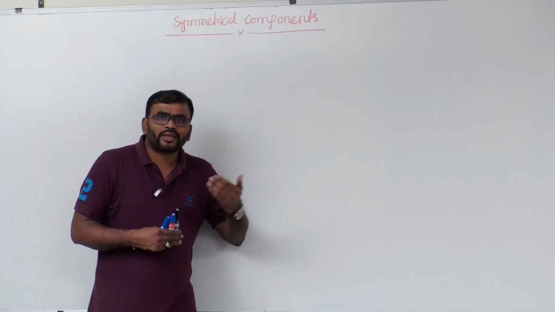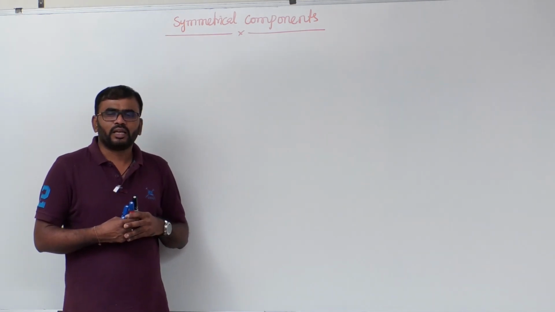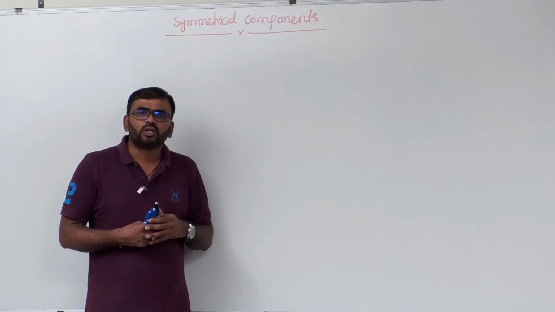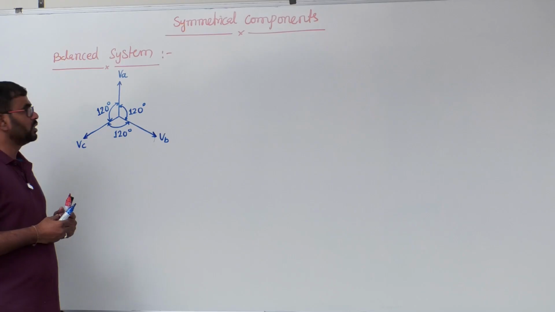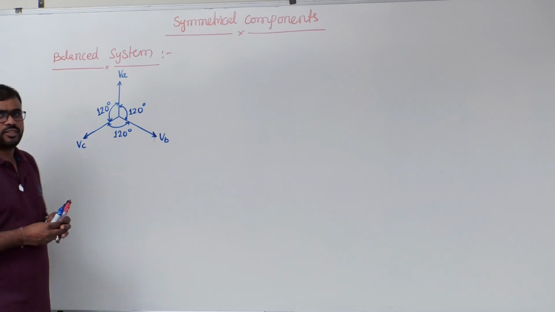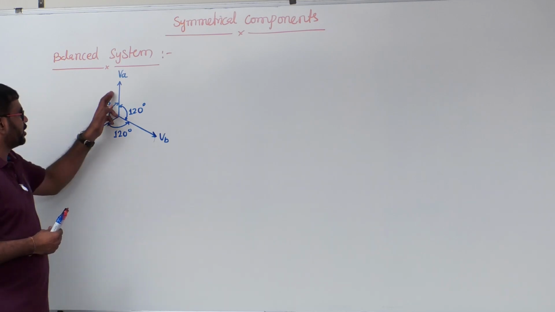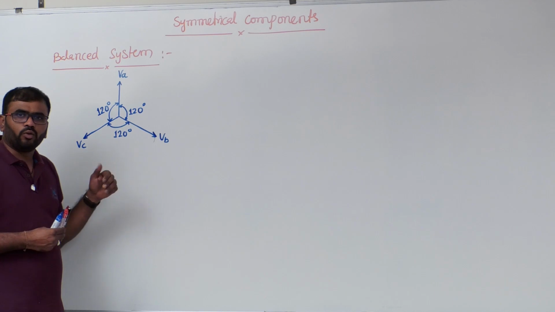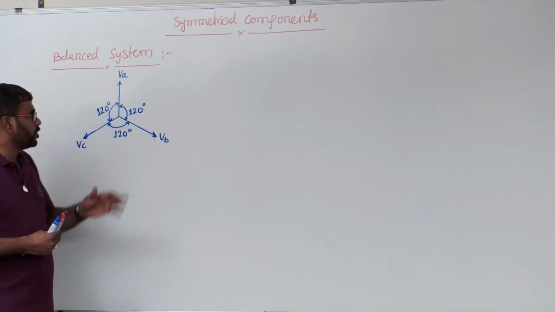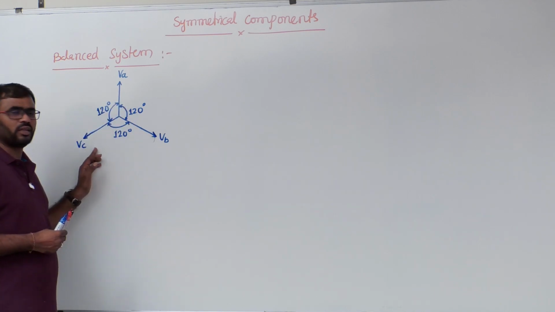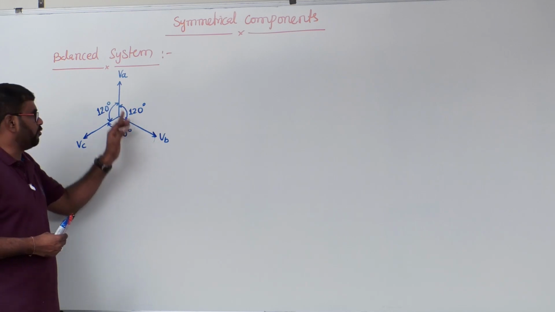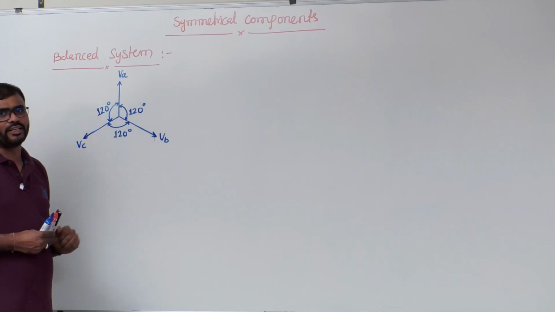Okay. So, before going into symmetrical components, let me write some equations with respect to a balanced system. A balanced system consists of three phasors. It might be voltages or it might be currents. We have three phasors equal in magnitude and phase displaced by 120 degrees.